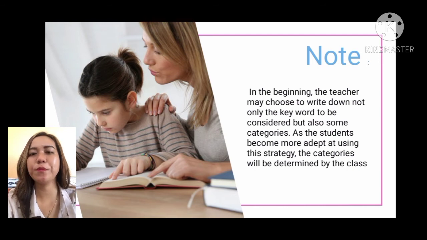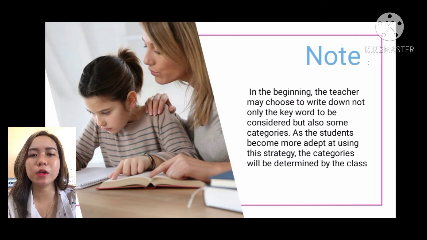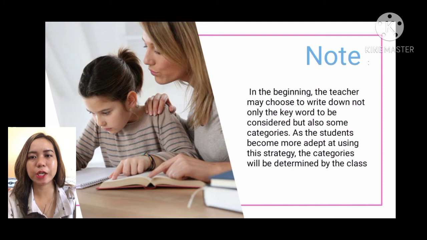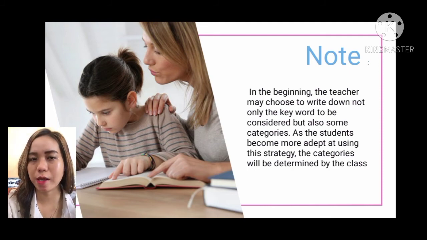Why does the teacher have to do that in the beginning? Because this is used in order to train students' brainstorming to be broader and to understand what the teacher will explain.